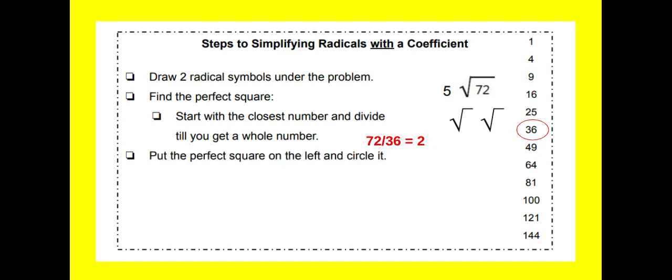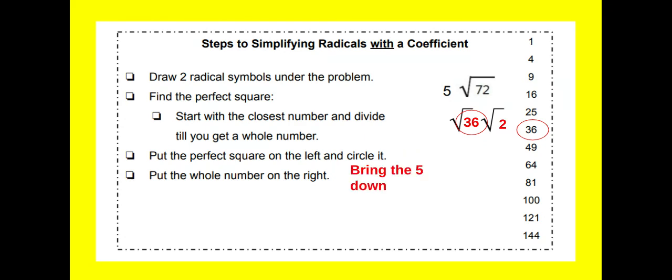So the perfect square goes in the first radical, and we circle it so we remember what we need to do. We have to actually find the square root of it. And then the whole number 2, you're going to put in the right. Now, next step is you have to remember to bring that 5 down. If you don't, you're going to mess up the whole problem.